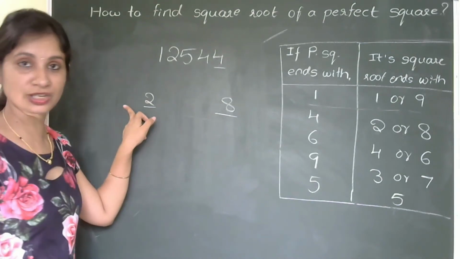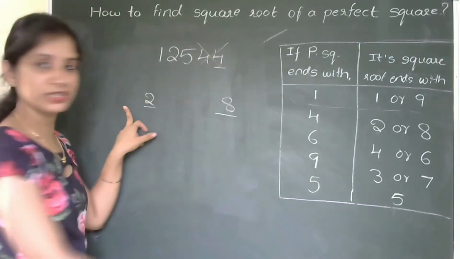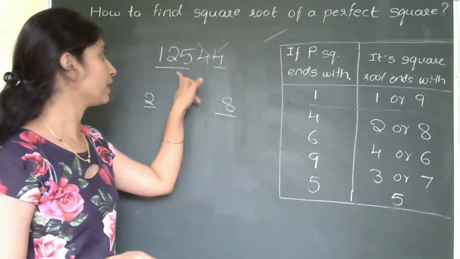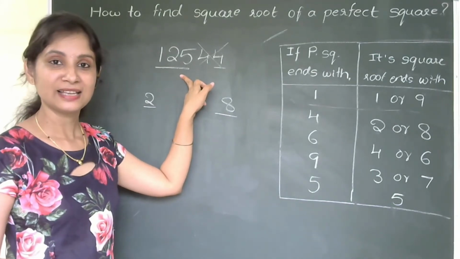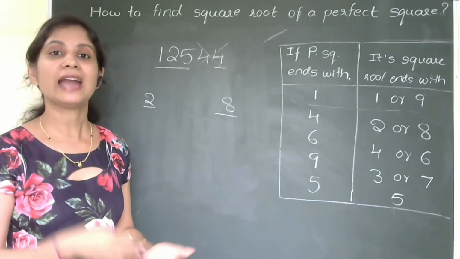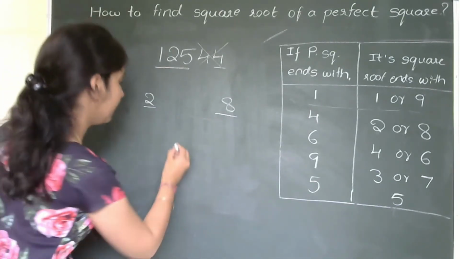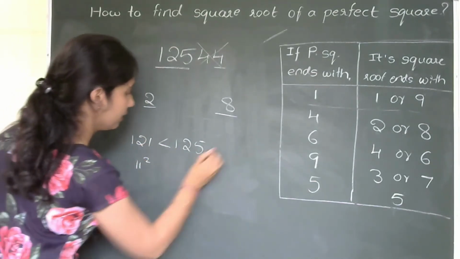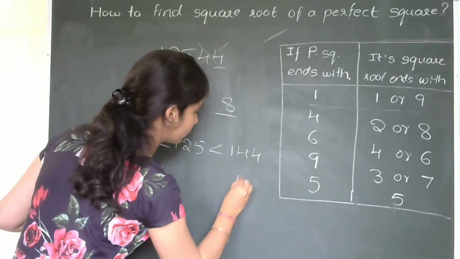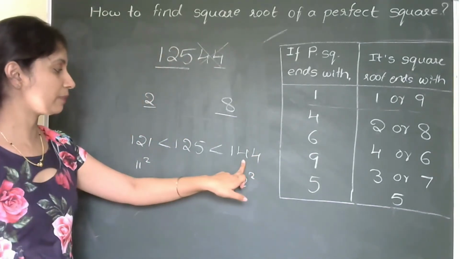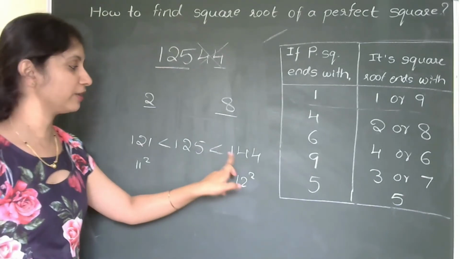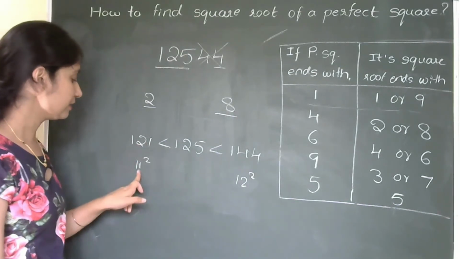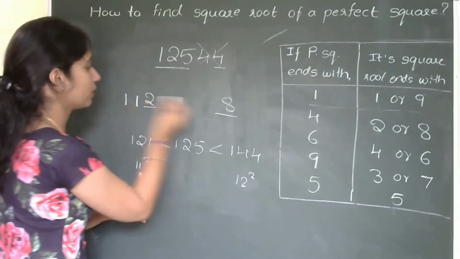Now for the rest of the digits, we will cancel out the last 2 digits. We will take only 125. So which is the nearest perfect square for 125? 11 square is 121 and 12 square is 144. So 125 lies between 121, that is 11 square, and 144, that is 12 square. I can't go for 12 square because it exceeds 125, right? So only the below number we will consider in all the cases. So 121 is nothing but 11 square. I will go for 11.